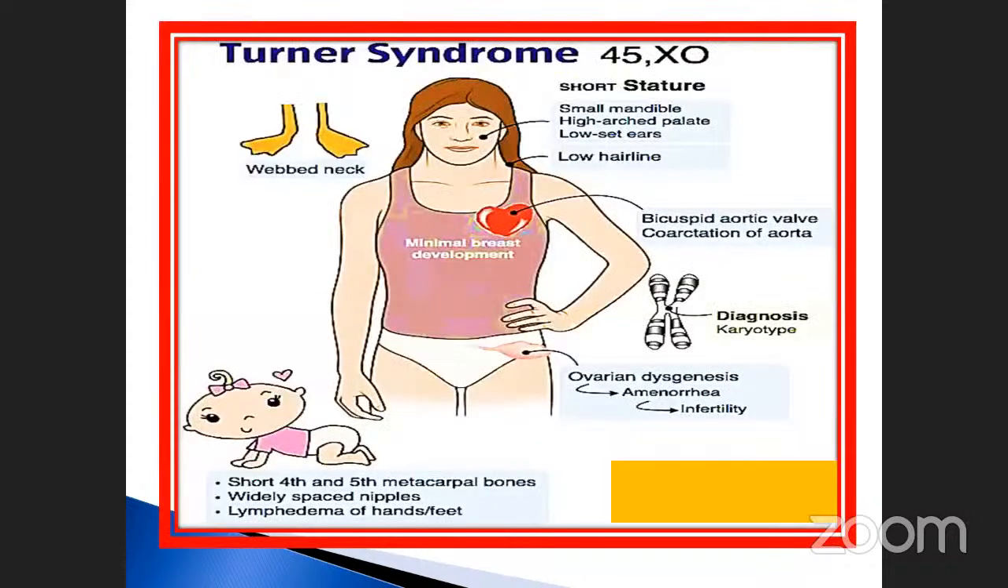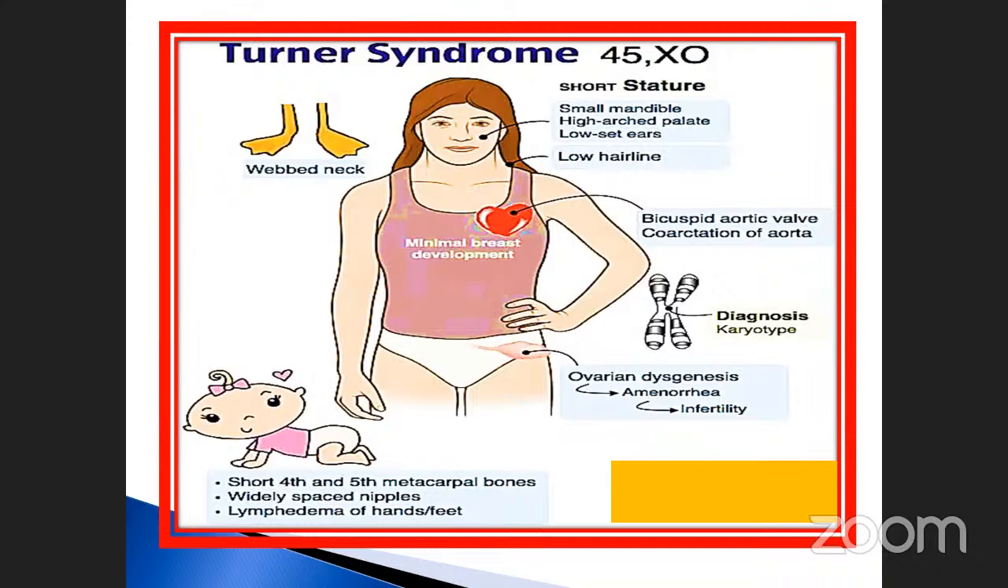See here, so this is Turner syndrome. See that, 45 X0. See the short stature, small mandible, high arched palate, low-set ears, low hairline. The webbed neck. Webbed neck means the neck is just like a duck's, and there are muscles also present in it. That's why they have called it a webbed neck. Already we discussed. Bicuspid aortic valve, coarctation of the aorta. The minimum, see that the female mammary gland is also formed.